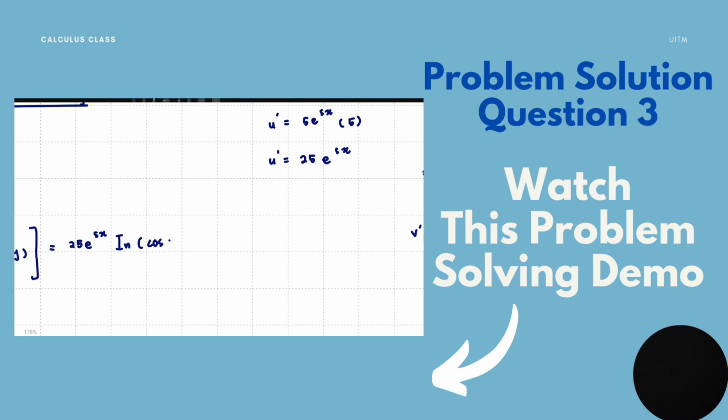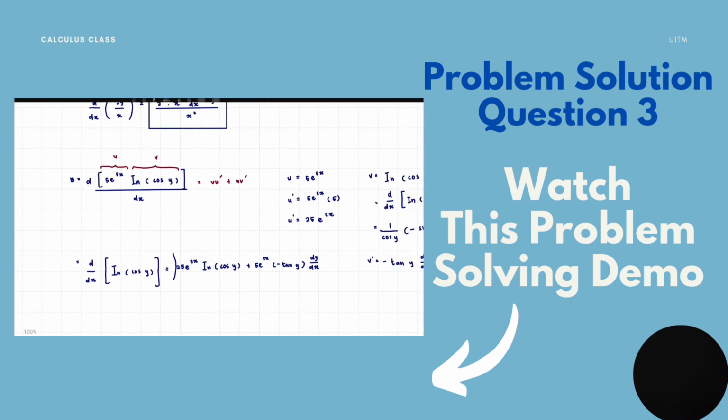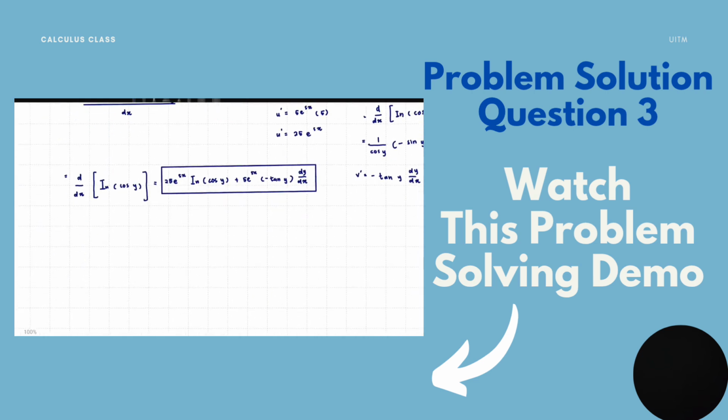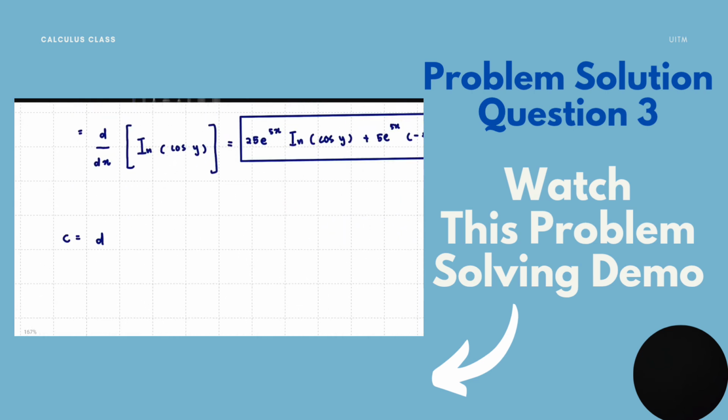So the answer for v prime is equal to negative 10y dy over dx. So the overall answer for part B is d over dx of bracket ln cos y, equal to 25 ln 5x ln cos y plus 5 ln 5x, negative 10y dy over dx.